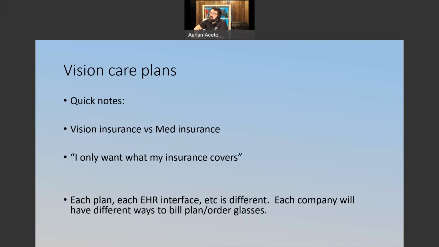The vision insurance is just for, hey, everything's fine in absence of any pathology or complaints or diseases, and I just want to get my eyes checked to make sure nothing bad is happening. But if there's potentially something bad happening, then the medical insurance should be billed. And if you have a doctor that does it that way, please understand that's why they do it. I only want what my insurance covers.